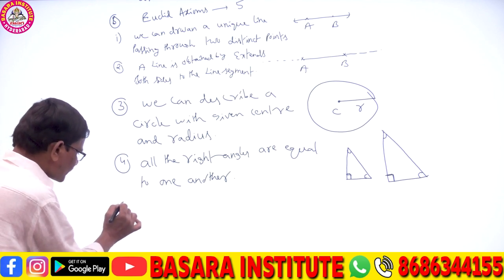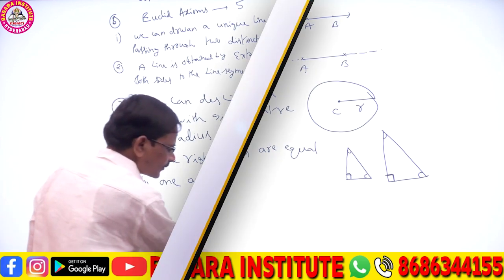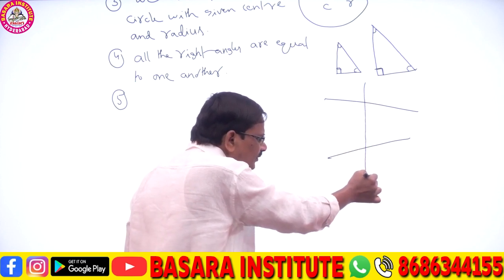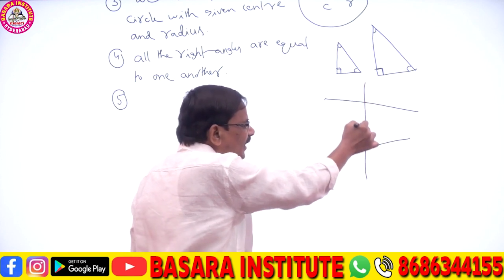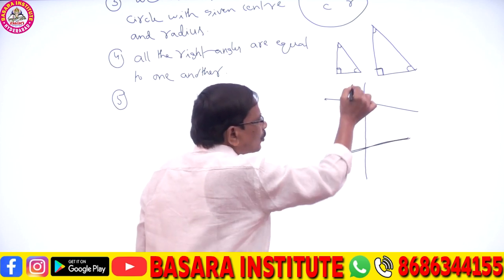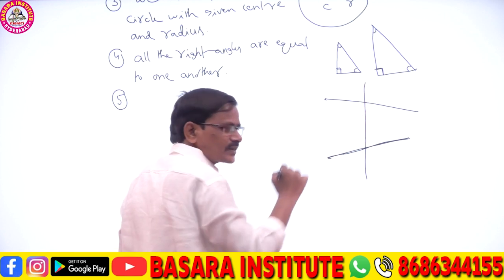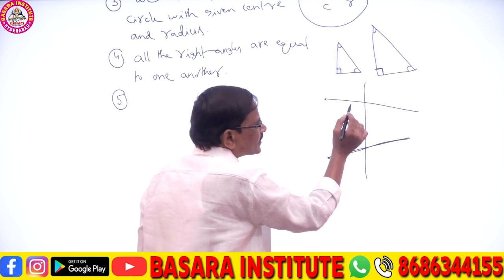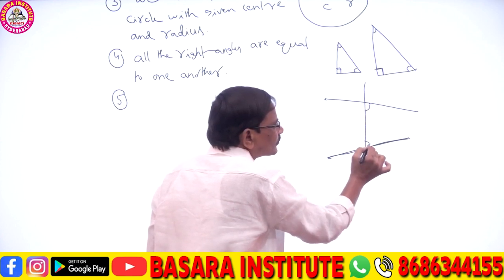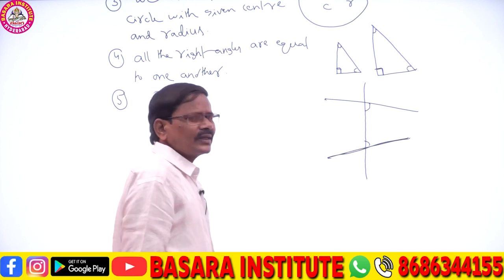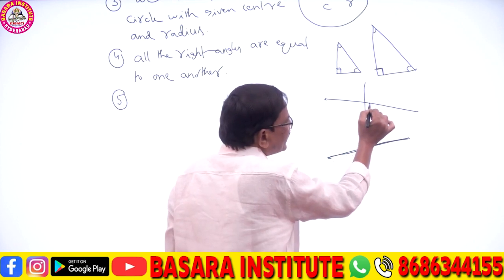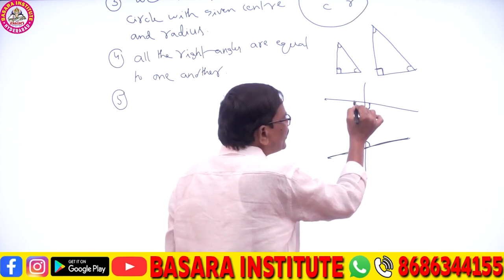And Euclid's last axiom, Euclid's fifth axiom is, now a line falling on two lines. So this is a line falling on this line and this line. When a line falls on two lines, consider the interior angles which are on the same side of the line. Interior angles on the same side of the line means these two, or otherwise these two.